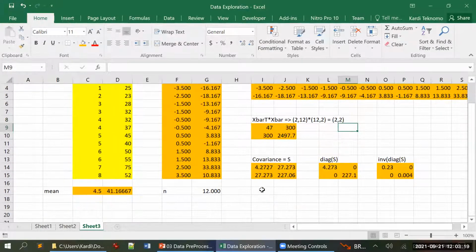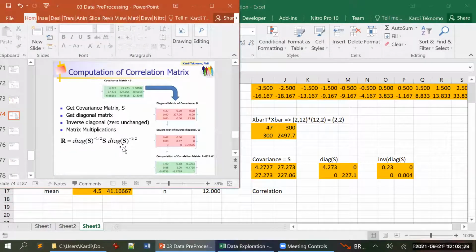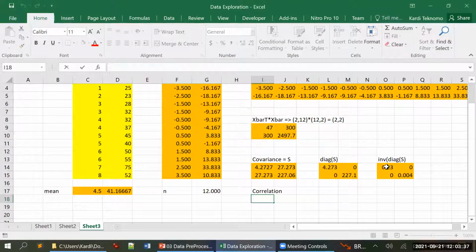Okay. Then you can calculate the correlation of it. Correlation matrix is the same as covariance matrix. Now, what is the formula? The diagonal matrix inverse. Oh, I need to get the square root. Sorry, I need to get the square root of this. I think it's square root.